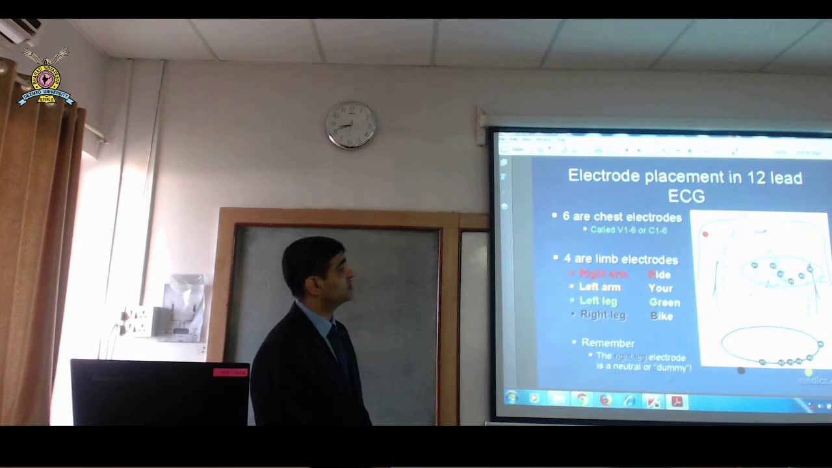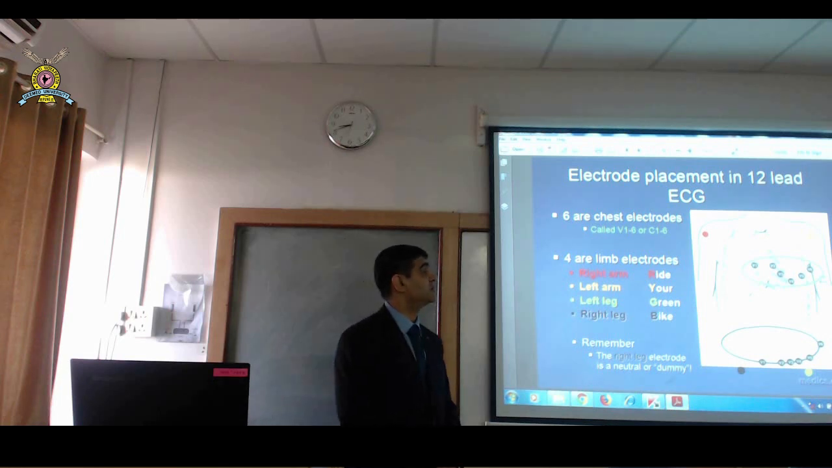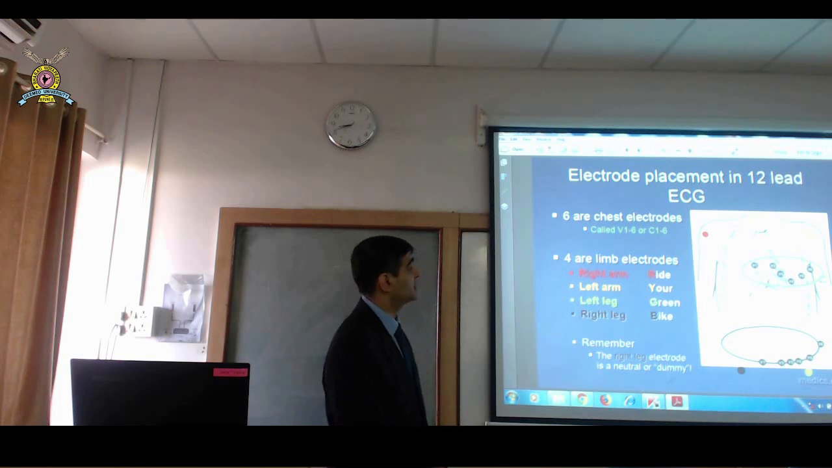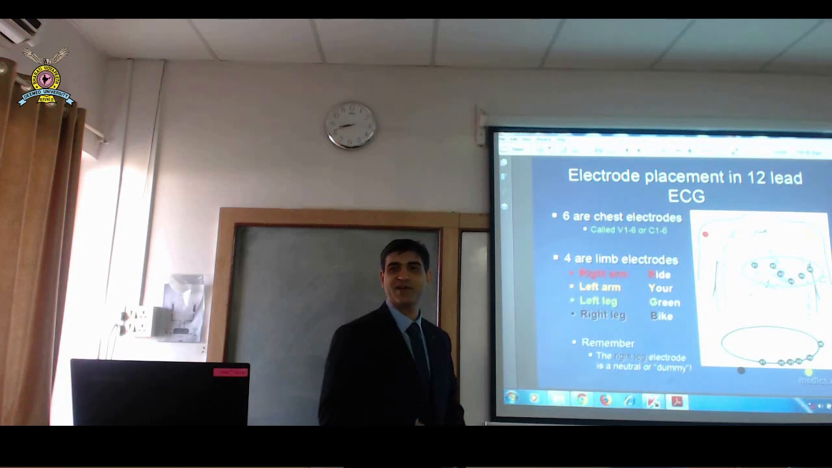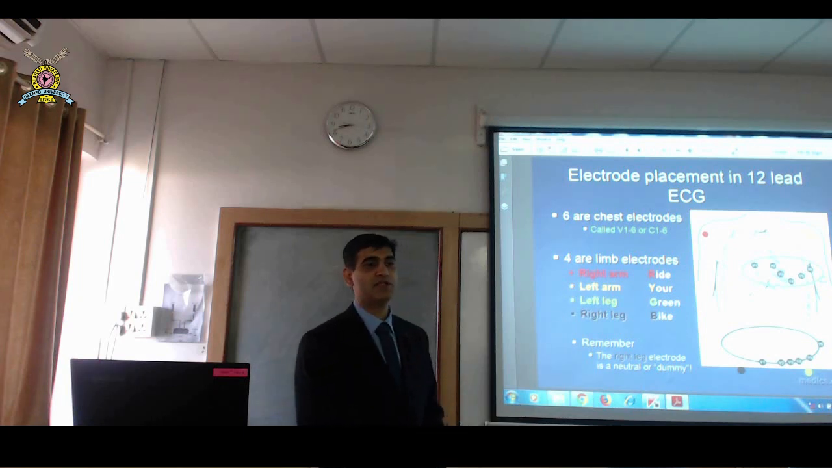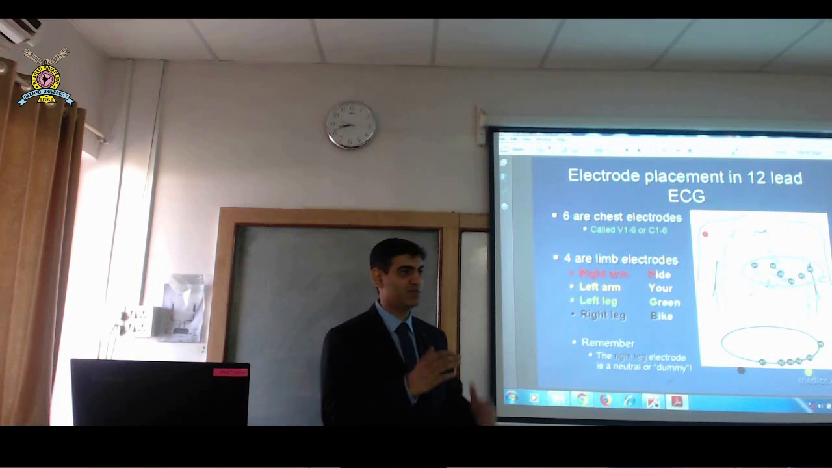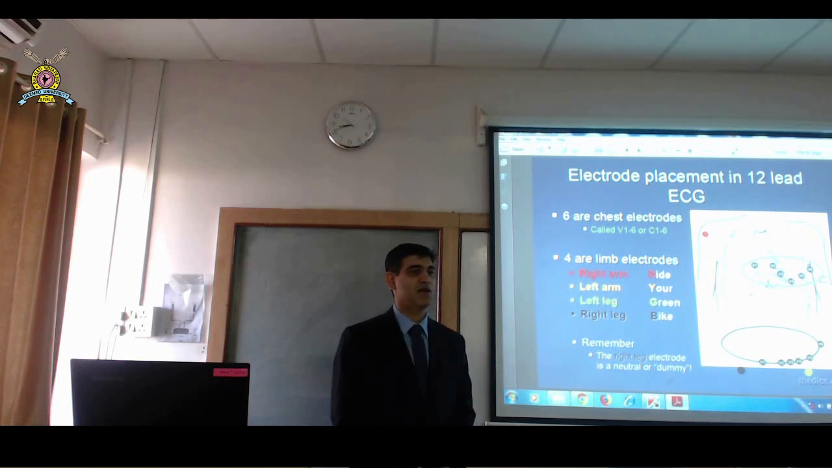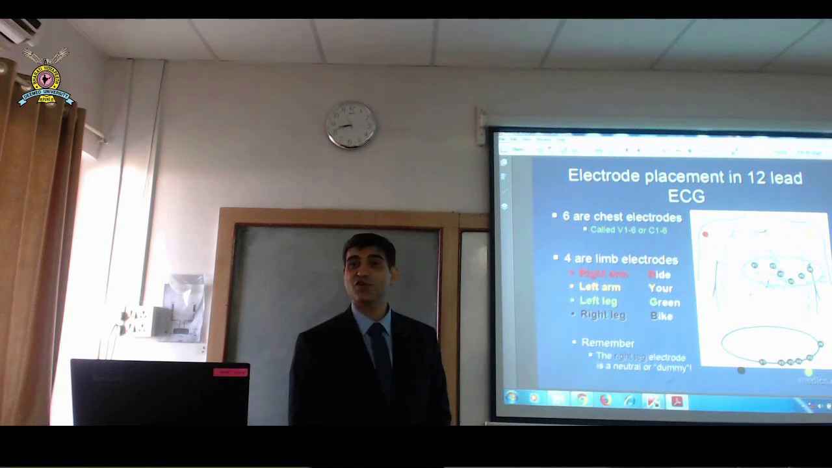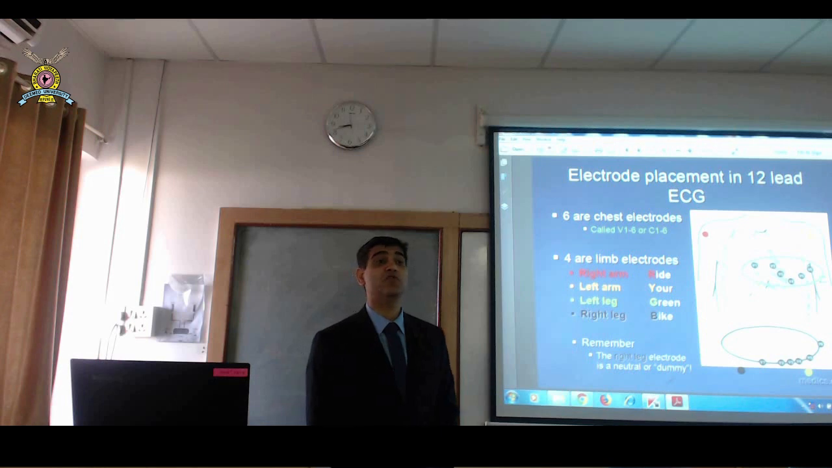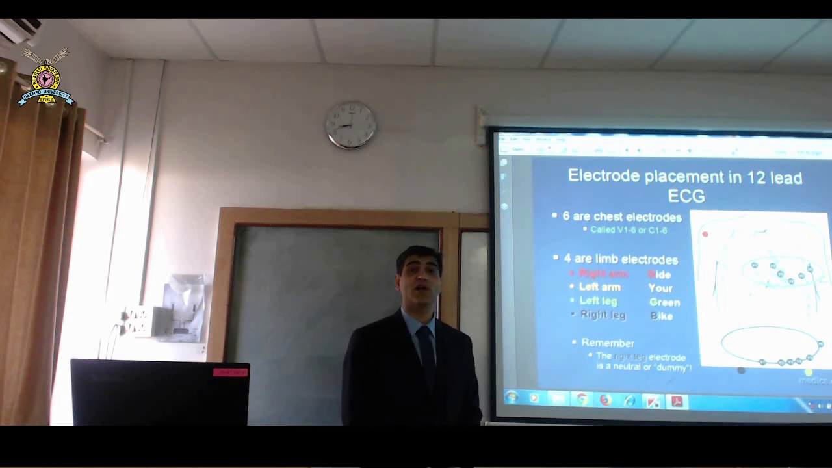Now coming to the chest electrodes. Again, this is the commonest area where I found mistakes made by nursing staff. They do not know where to put V1. Somebody just told them to put it somewhere here, and they just put it. As a result, the ECGs come with a lot of abnormality. You're not sure whether there's a myocardial infarction or not, WPW syndrome or not, Brugada syndrome or not, because the chest electrodes are not placed in the right place.